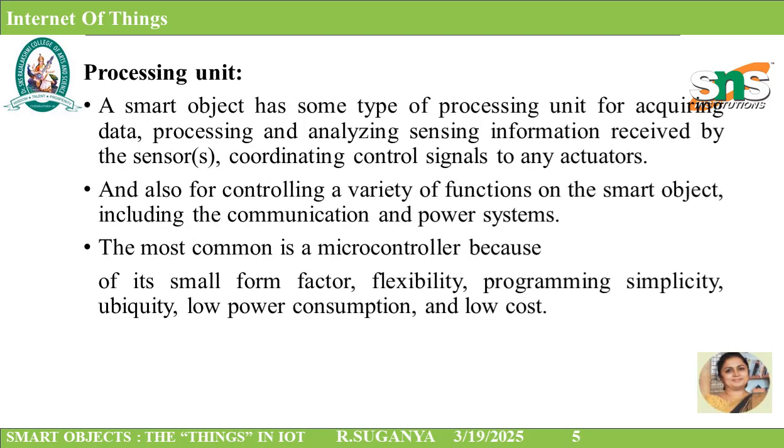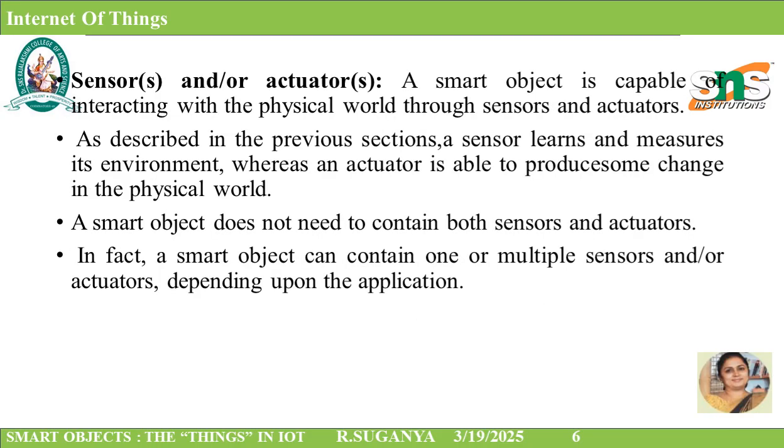Processing unit. A smart object has some type of processing unit for acquiring data, processing and analyzing sensing information received by the sensors, coordinating control signals to any actuators, and also for controlling a variety of functions on the smart object, including the communications and power systems. The most common is a microcontroller because of its small form factor, flexibility, programming simplicity, ubiquity, low power consumption, and low cost.